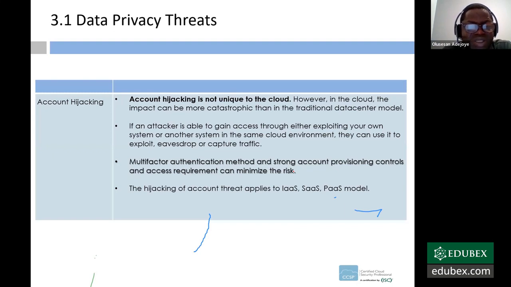Because in the single sign-on technology, this is where the user logs on to the enterprise and has access to other resources. So you only log in once and have access to other resources, which therefore means that if the account is compromised, the attacker will also have access to all the other resources you have access to. So for critical applications, when you do your risk assessment, you might need to put in place a second layer of authentication.